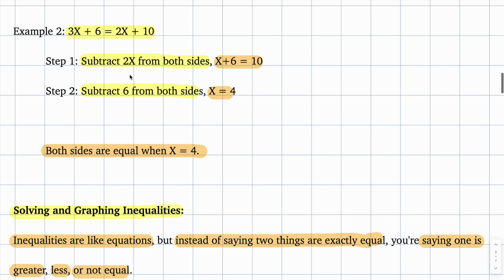What about this example? 3x + 6 = 2x + 10. Subtract 2x from both sides, that gives us x + 6 = 10. But don't forget, we need to group the numbers together on the other side. So now we subtract 6 from both sides, and this gives us a value x = 4. So both sides are equal when x = 4.